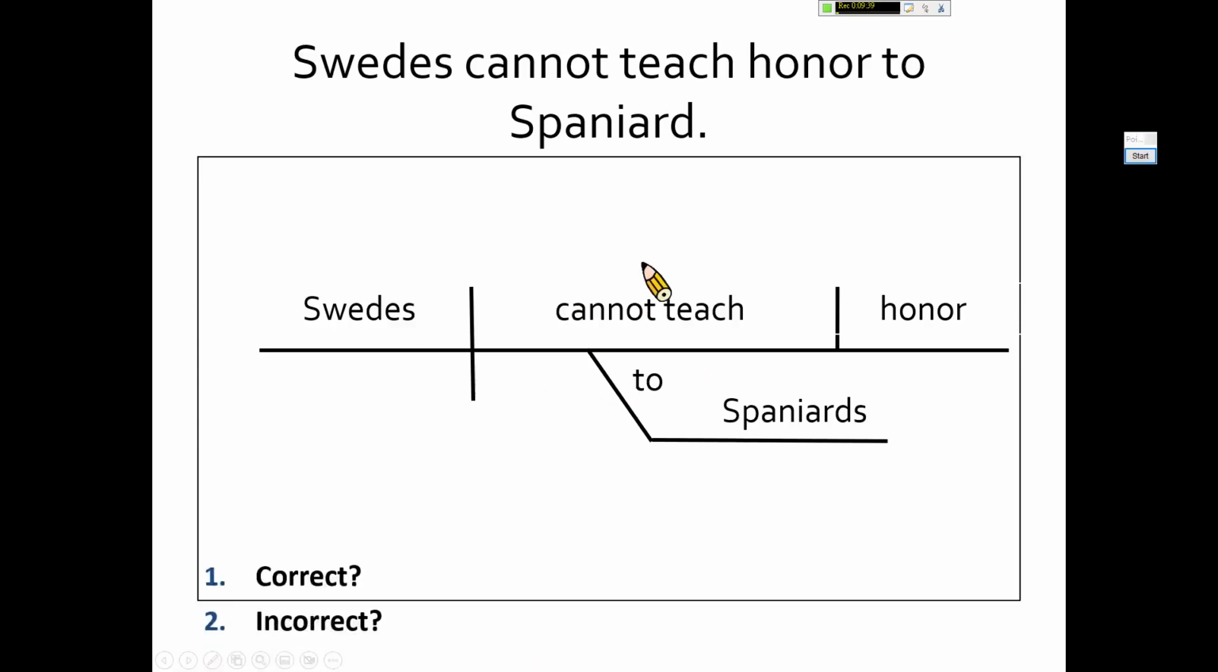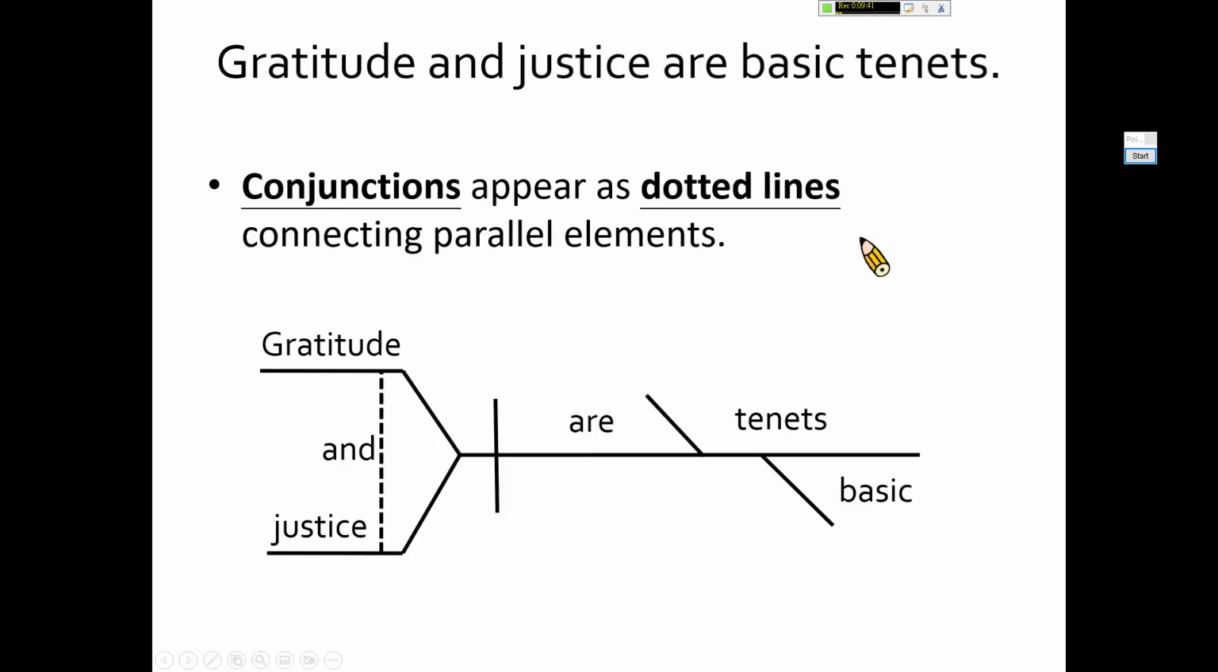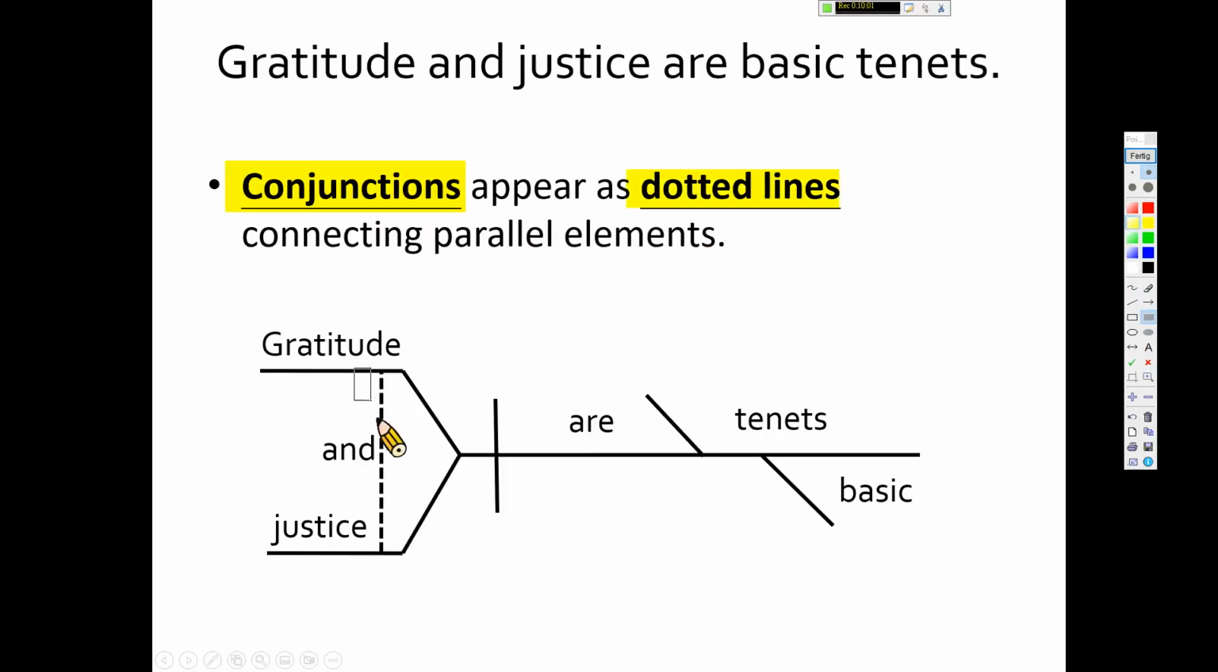Right or wrong, you tell yourself. And let's go to the next one. So next one, we learn how to connect conjunctions. Conjunctions are there to connect different, equal parts together. So conjunction, by the way, appears as a dotted line here, you see.